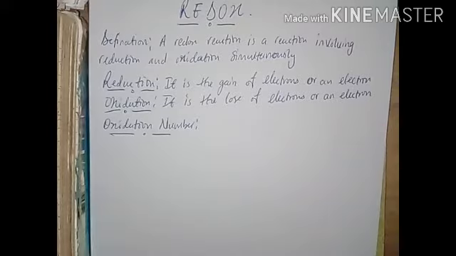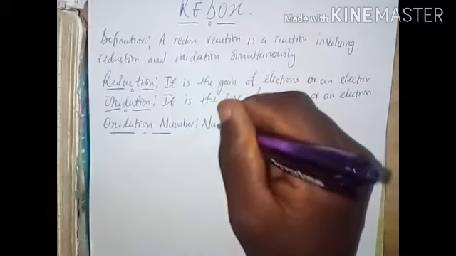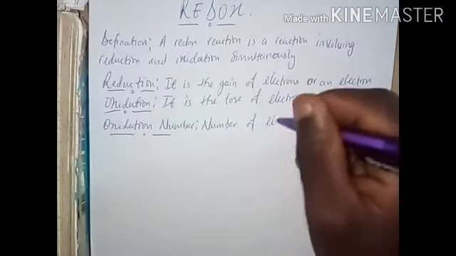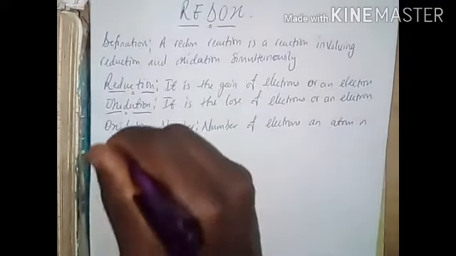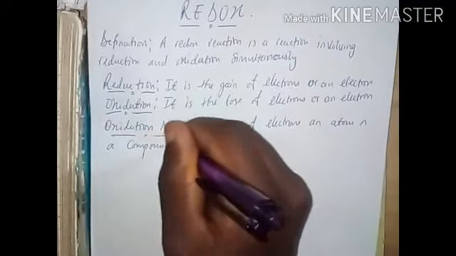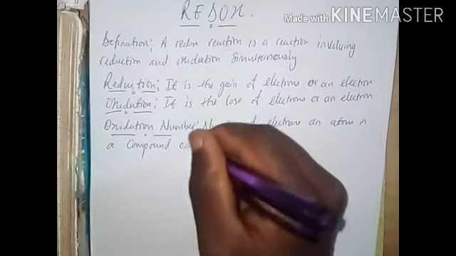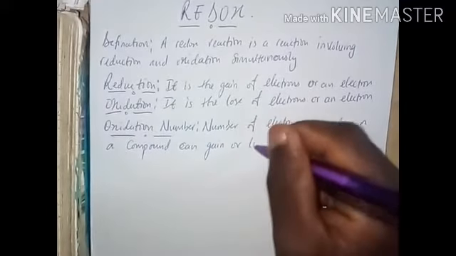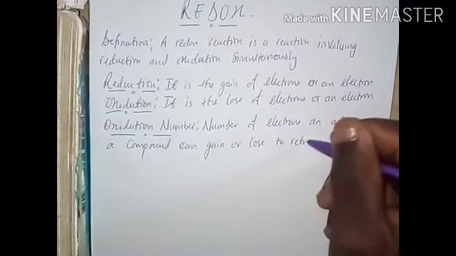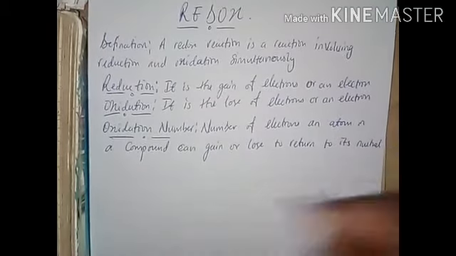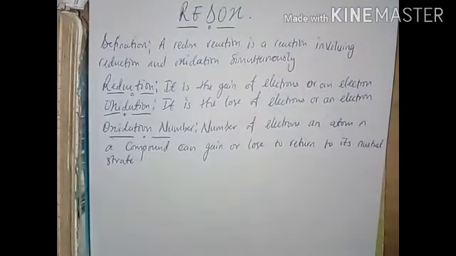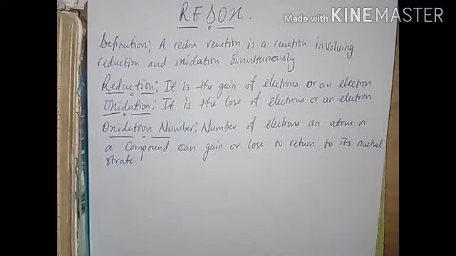So we can define oxidation number as the number of electrons an atom in a compound can gain or lose to return to its neutral state, because you want to go back to its original state.